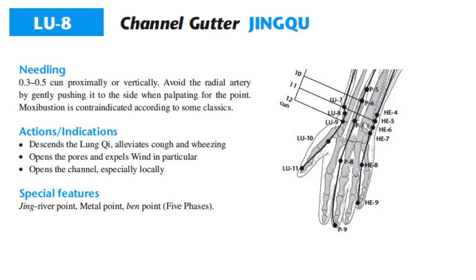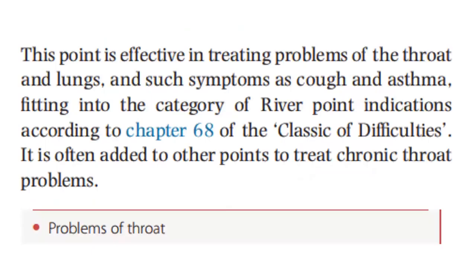Actions, indications. Lung 8 descends the lung chi, alleviates cough and wheezing, opens the pores and expels wind in particular, opens the channel, especially locally. Special features of lung 8. Jing-River point, metal point, bend point, 5 phases.